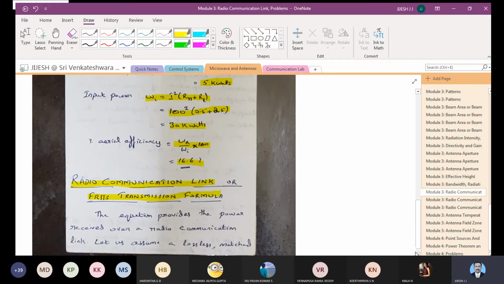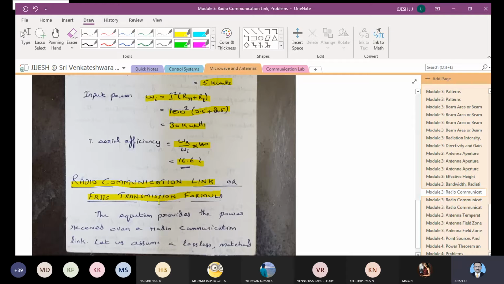So all of you note down this heading. It's very important, a good equation to be used. Either we will use it for calculation of received power or transmitted power, or gain, directivity, anything can be calculated if the other parameters are known to you. Okay, so we will use this equation. So write down radio communication link or Friis transmission formula. It's an important topic.